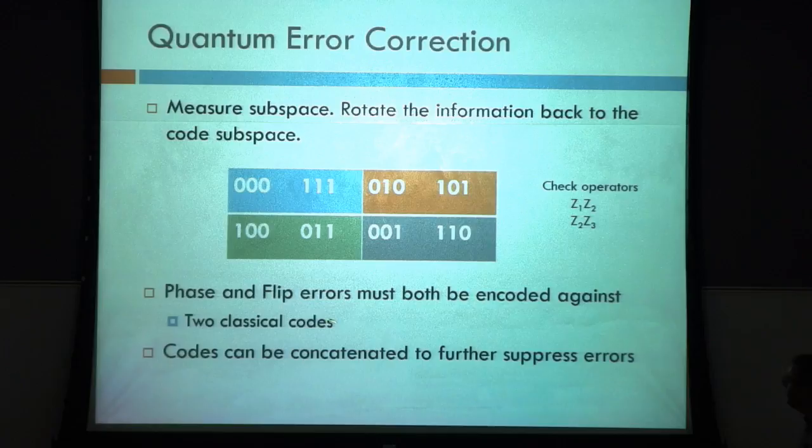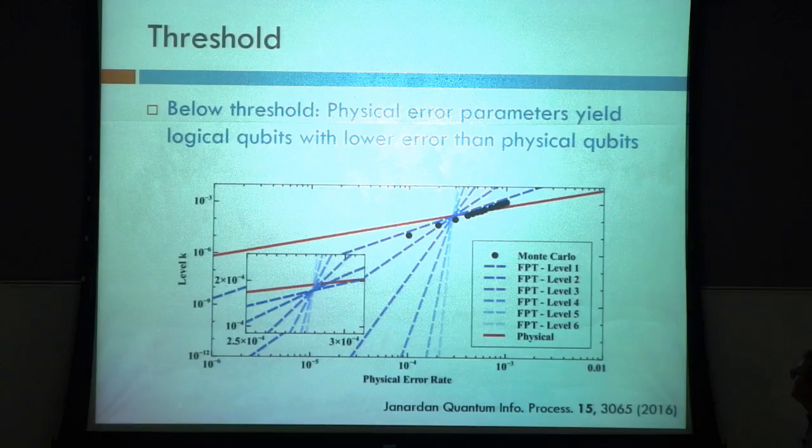Now, quantum mechanically, there are two types of errors that you can have, a bit flip and a phase flip. And that basically means we need two classical codes. And we can further concatenate these codes to suppress the error. So that brings us to a key concept, which is the threshold.